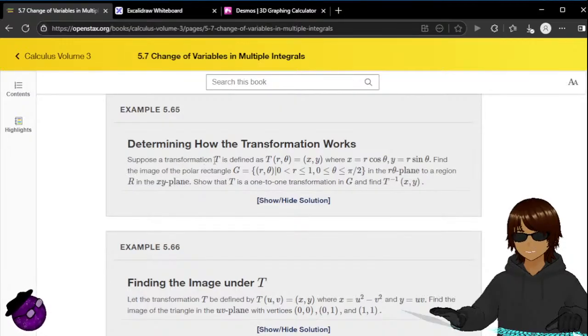Suppose a transformation T is defined as T(r,theta) = (x,y), where x = r cos theta and y = r sin theta. Find the image of the polar rectangle G in the r theta plane to a region R in the xy plane. Show that T is a one-to-one transformation in G and find T inverse of (x,y).